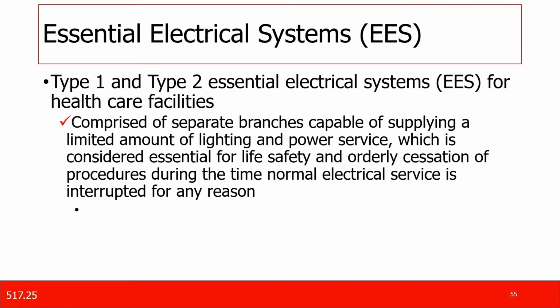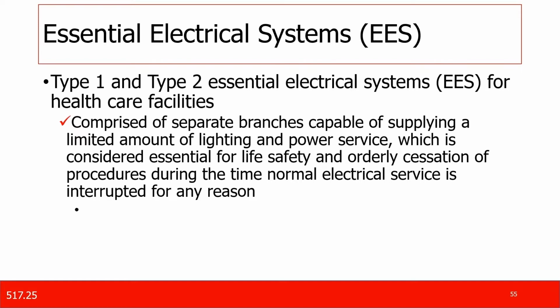A couple of the changes that we see coming down the pike, or have come down the pike, is the introduction of the EES, an acronym. So Type 1 and Type 2 essential electrical systems. NFPA 99 has used the terms Type 1 and Type 2 essential systems for quite some time. So what we're going to find is Type 1 and Type 2 systems are generally used.